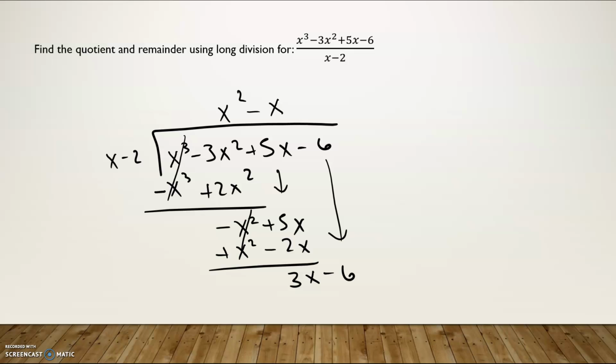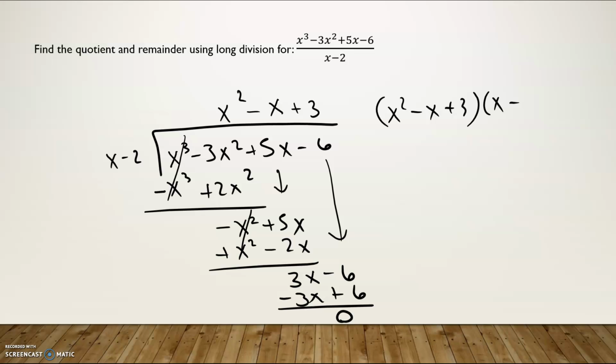Bring down the negative 6. So then that should be plus 3. Okay, so then 3 times negative 2, that's negative 6, and 3x. Change the signs. Okay, remainder 0. And again, we could check. Oops, that should be a negative. Plus 0 to make sure it's the same as the inside.